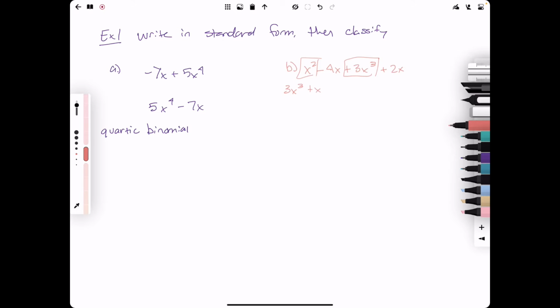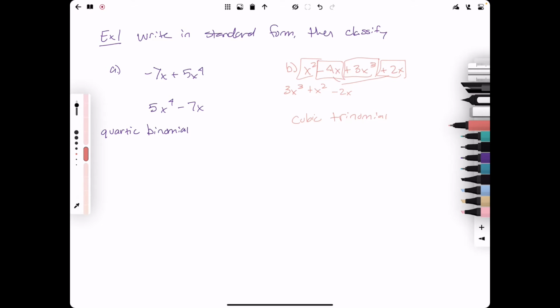And then you can combine the negative 4 and 2. Negative 2x. Okay, so we've taken care of all of them. Good. It's in standard form. What's the degree? How do we classify it by degree? 3. So we call it a cubic. And by the number of terms: 1, 2, 3. Trinomial? Yep. Cubic trinomial.